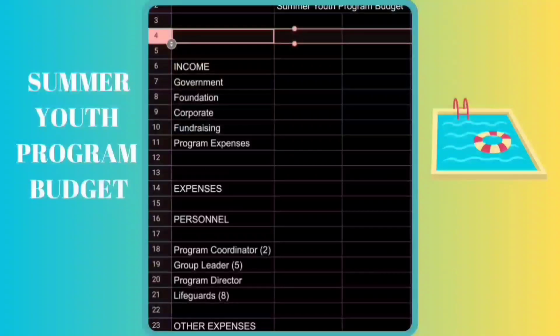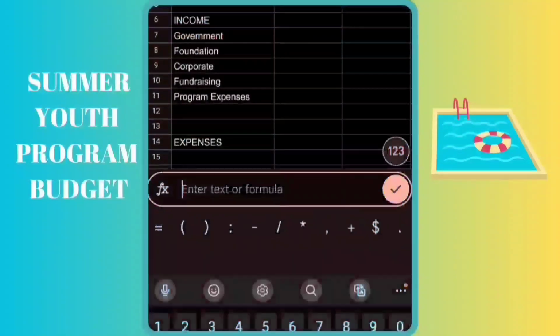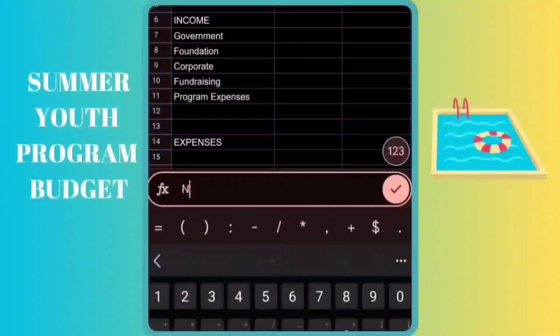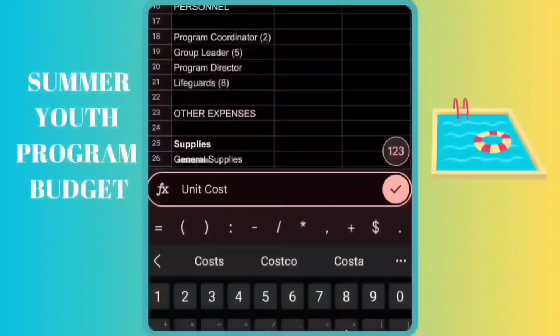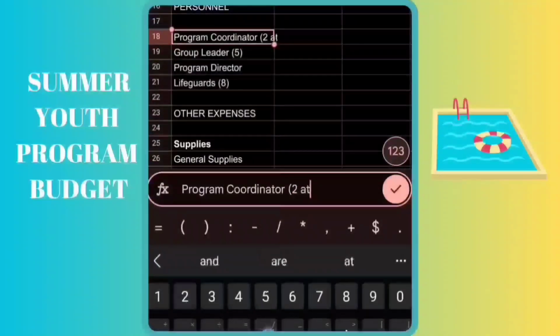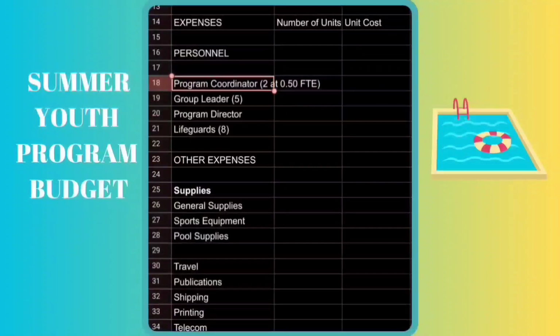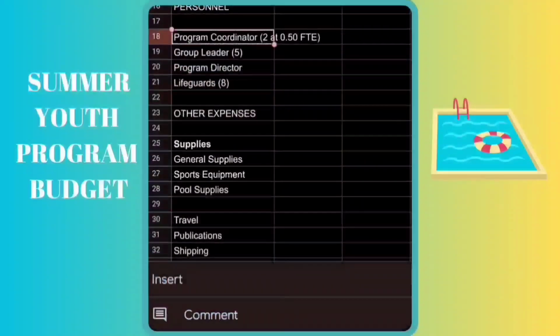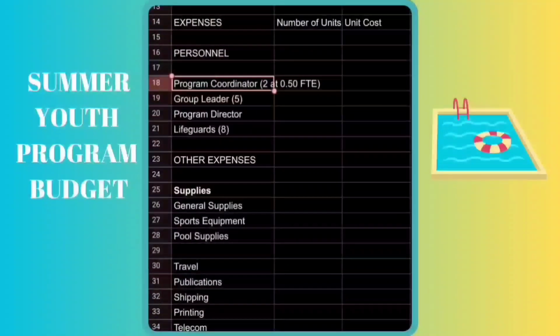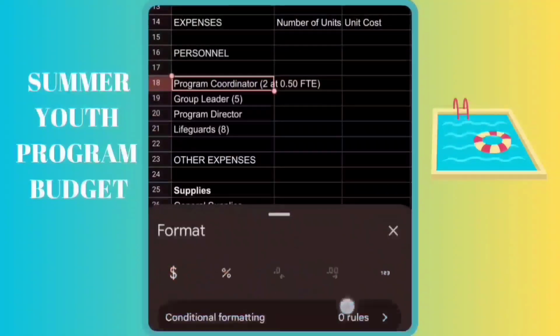So when looking at your income and expenses, we're going to create some formulas such as the number of units and the unit cost. So the unit cost is just how much something costs. For example, if you have 100 pencils and a box costs $5, then each pencil, each unit is 5 cents. Or another way to look at it, if you're buying 5 boxes of pencils and each is $5, the unit cost is $5 and you'll be spending a total of $25.